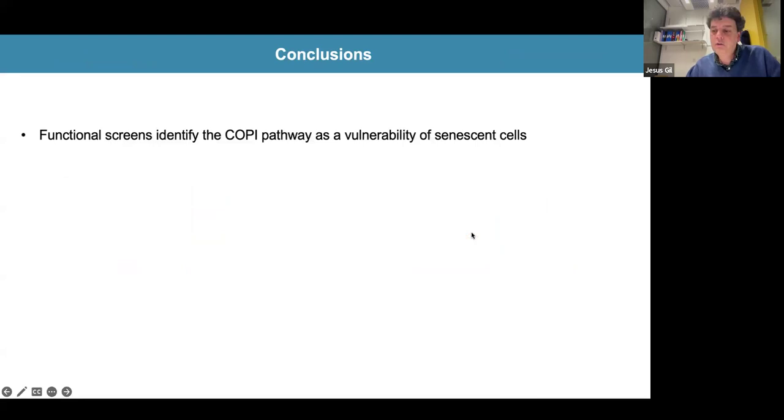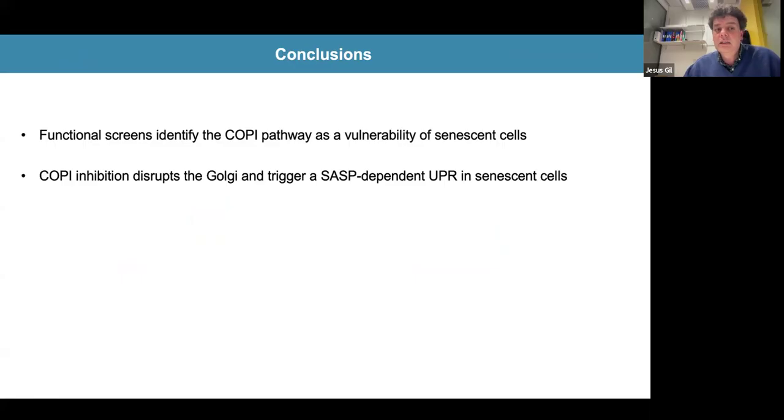So in general, what we can show from this is that functional screenings identify COP1 as a novel vulnerability of senescent cells.